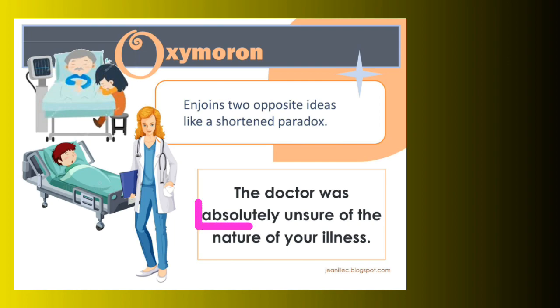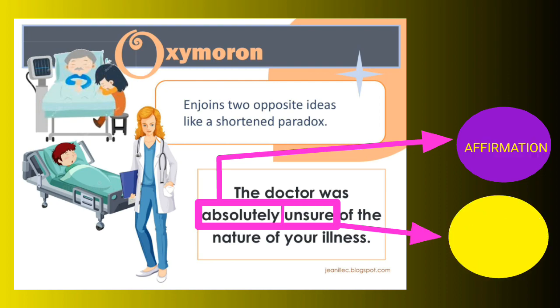The words absolute and unsure are two opposite ideas. Absolute is an affirmation, while unsure is a negative word. The statement is an affirmation of how unsure the doctor was.